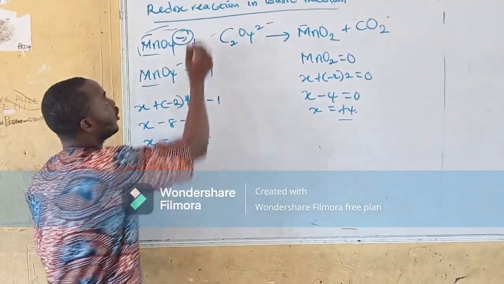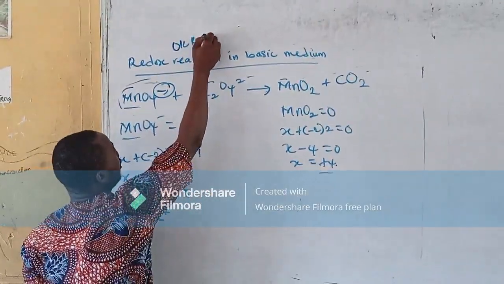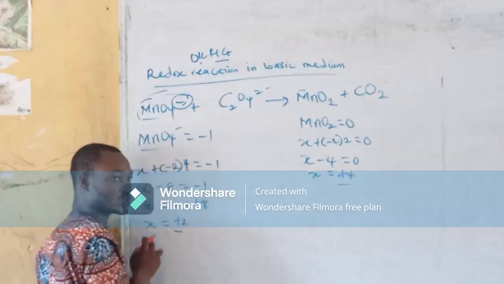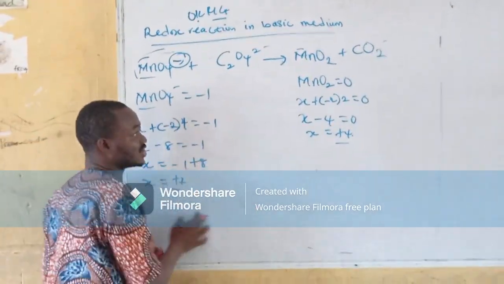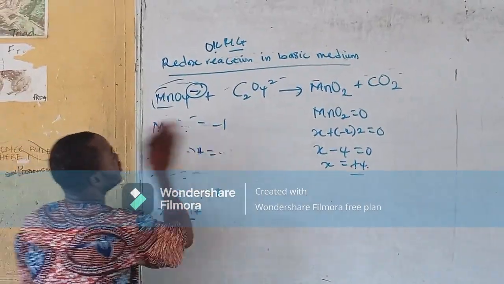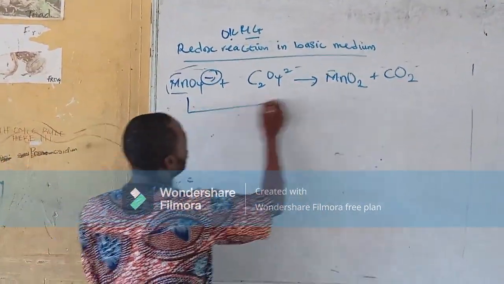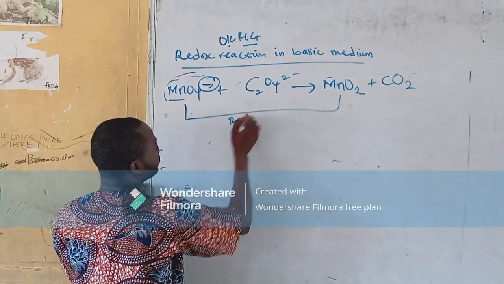According to our knowledge of OIL RIG, oxidation is loss, reduction is gain. It means that manganese has gained 3 electrons. In that case, we are doing reduction. So manganese is doing reduction here. So this is our reduction half equation.